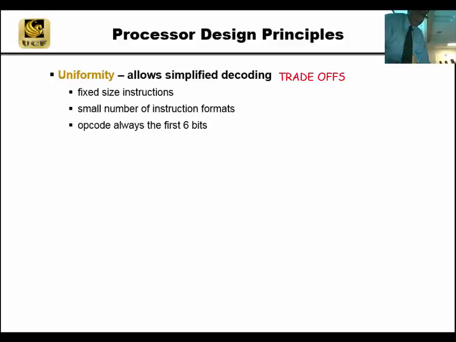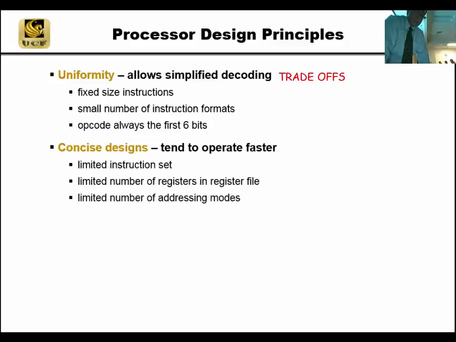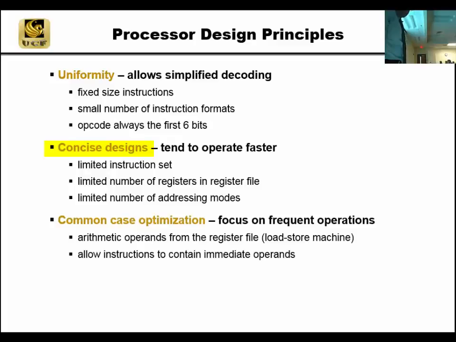For low energy, you probably want simplified decoding and a regular instruction format, which means every instruction has a 6 bit opcode. Intel makes it variable. With concise designs, the more compact we make the design, the less energy and the faster it runs. This is also easier to understand and debug. Our instruction set is very compact. If you want to make your design fast, you should optimize the common case.